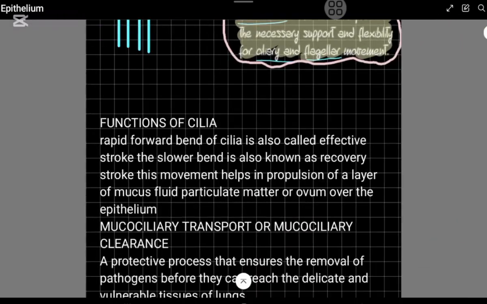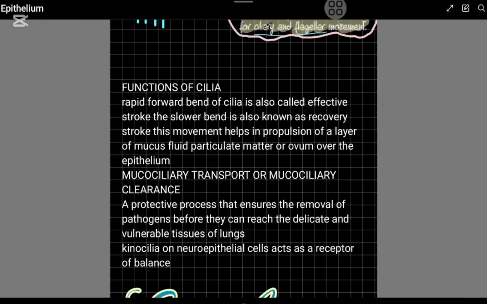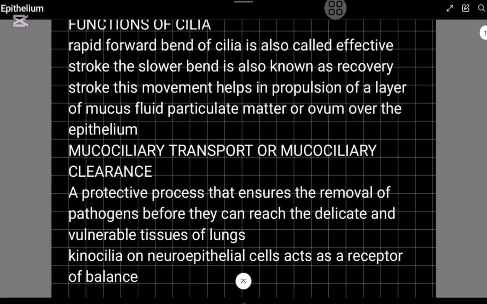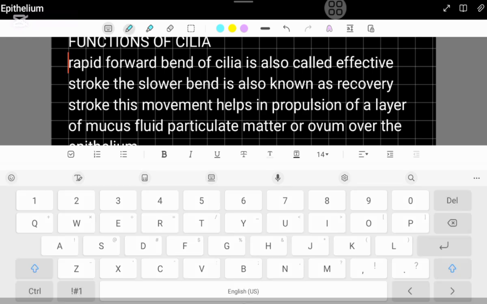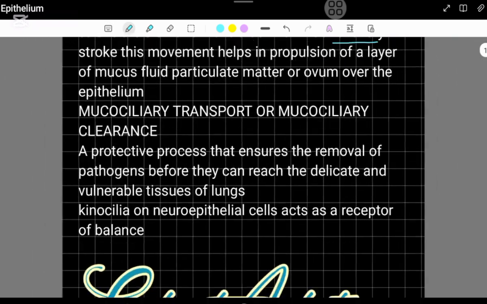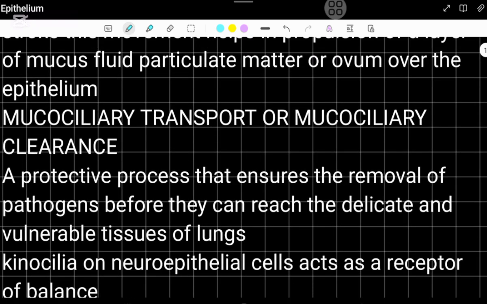Okay. Functions of cilia, we all know, we have also discussed that they give an effective stroke, which is the fast forward movement that moves the cilia in the forward direction. They give a forward bend and they help in the movement of mucus from the epithelial cells. And there is a recovery stroke. The recovery stroke is not that fast, it's only for the cilia to regain their original position. This movement allows the mucus movement and also allows the ovum to get into the uterus.